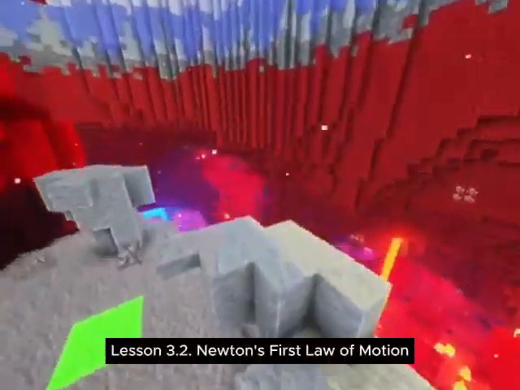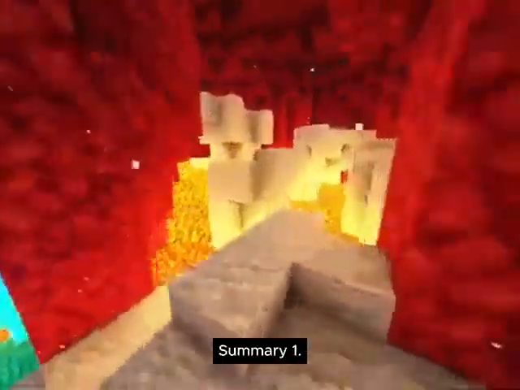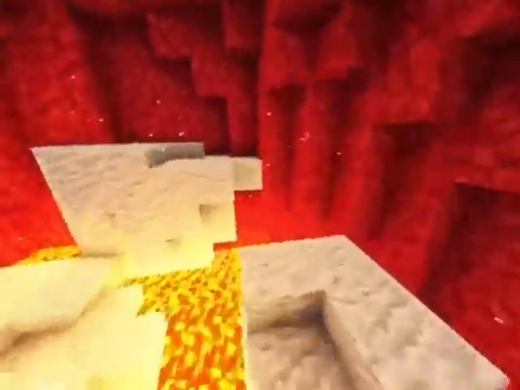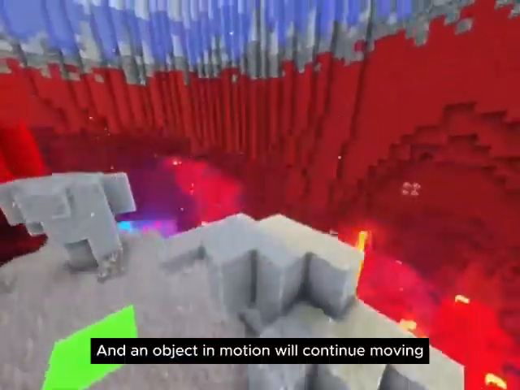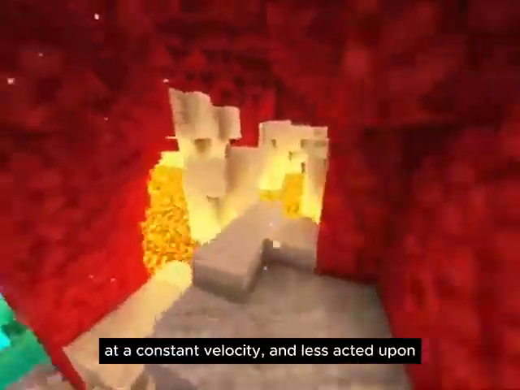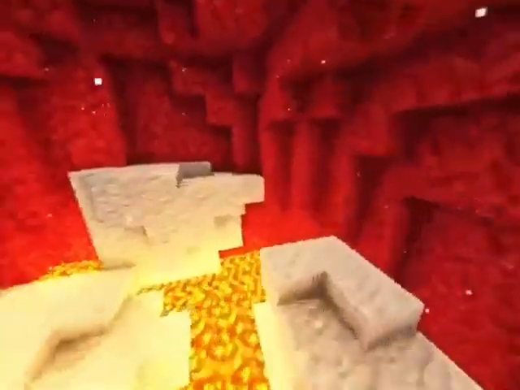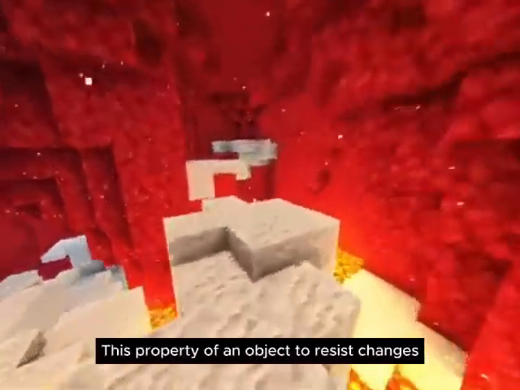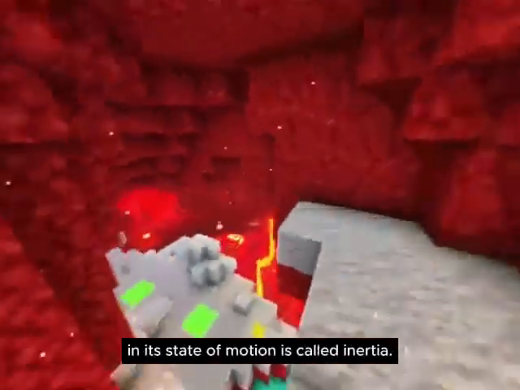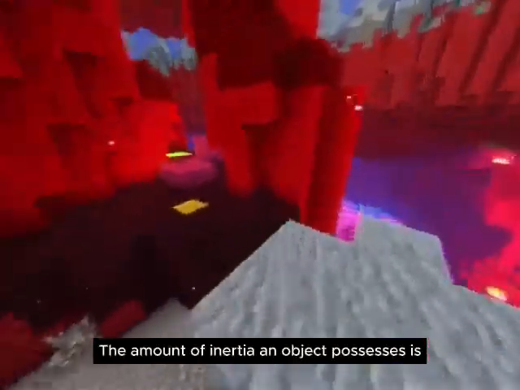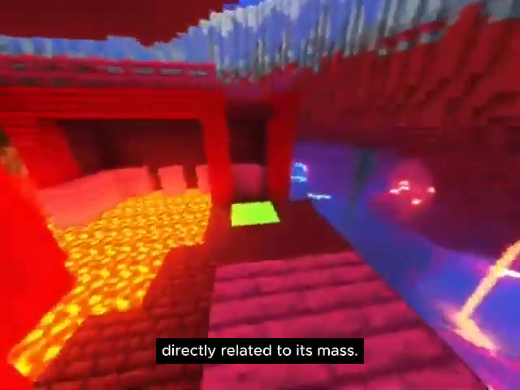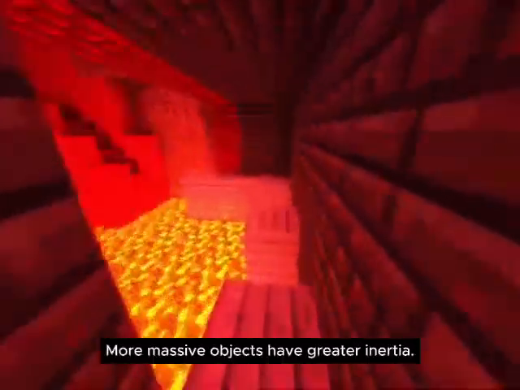Lesson 3.2, Newton's first law of motion. Summary 1. The concept of inertia. Newton's first law states that an object at rest will remain at rest, and an object in motion will continue moving at a constant velocity unless acted upon by an external net force. This property of an object to resist changes in its state of motion is called inertia. The amount of inertia an object possesses is directly related to its mass. More massive objects have greater inertia.